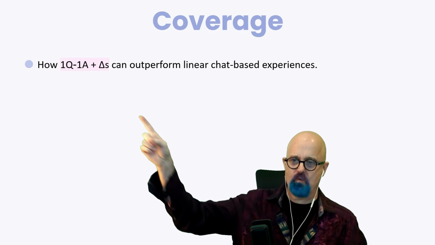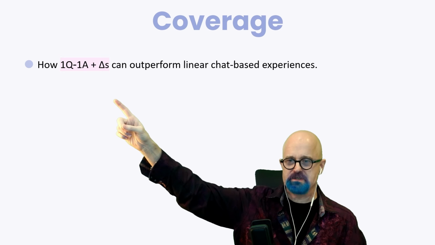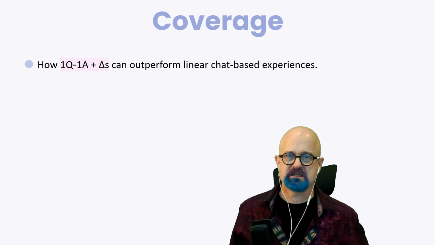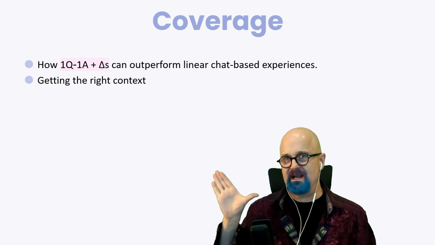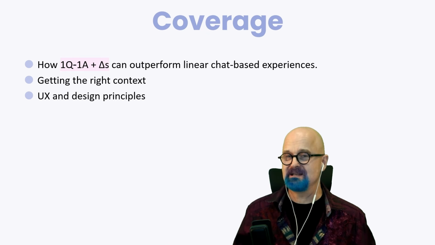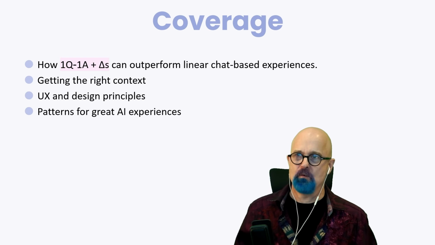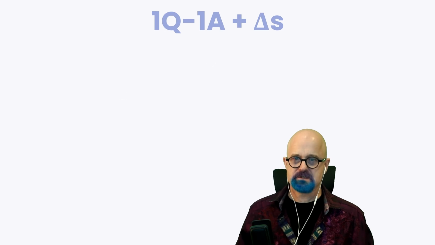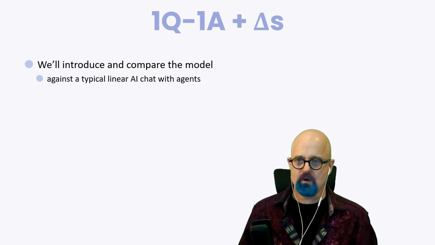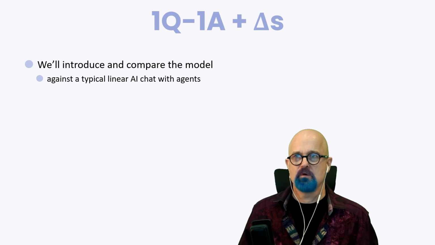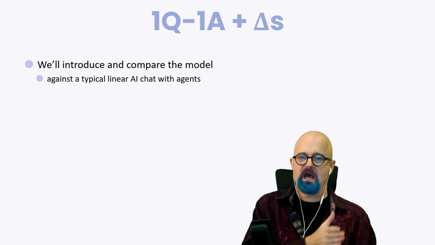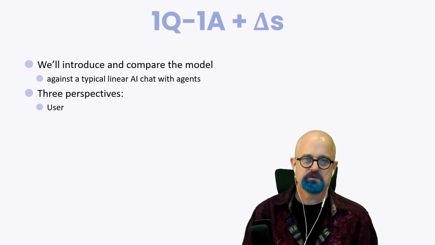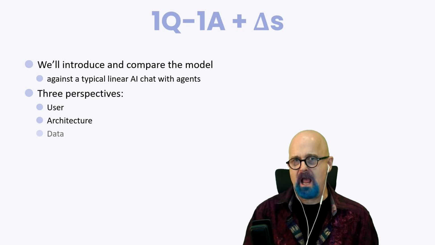We're going to talk about this one query, one answer strategy combined with deltas there and how it can outperform linear chat-based experiences. We're going to talk about getting the right context, and about UX and design principles briefly, and we'll wrap up with patterns for great AI experiences. That's where we're headed. So 1Q1A plus deltas, we're going to introduce and compare the model against a typical linear AI chat with agents. And we'll take a look at what the differences are from three perspectives: the user's perspective, architecture, and the data.